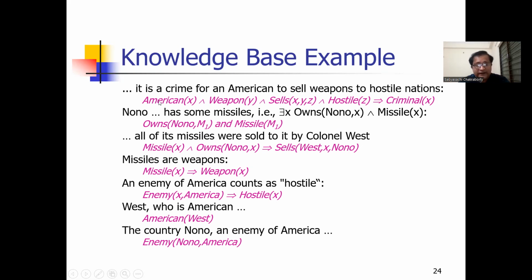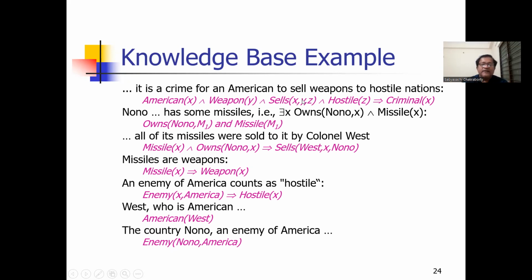How is it converted to first order logic, FOL? X is a variable that leads to a person. American is a function: X is an American, and Y is an instance of weapon, Y is a weapon, and Sells(X, Y, Z). This means X sells Y to Z. X, who is an American, sells Y, which is a weapon, to Z.